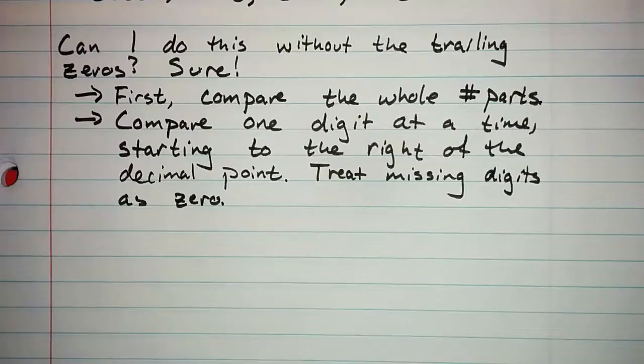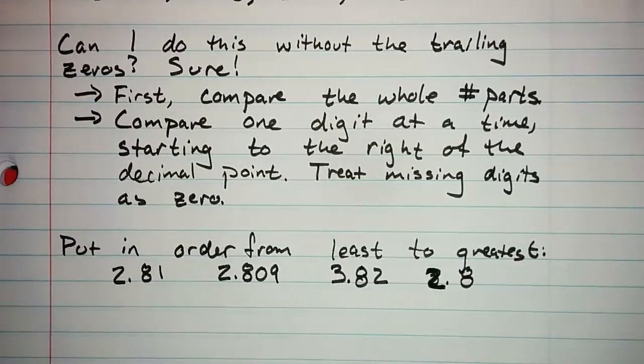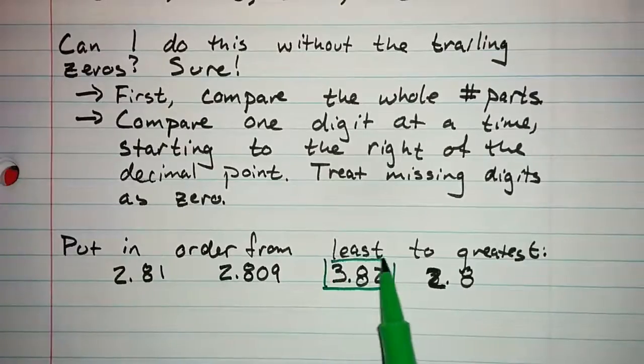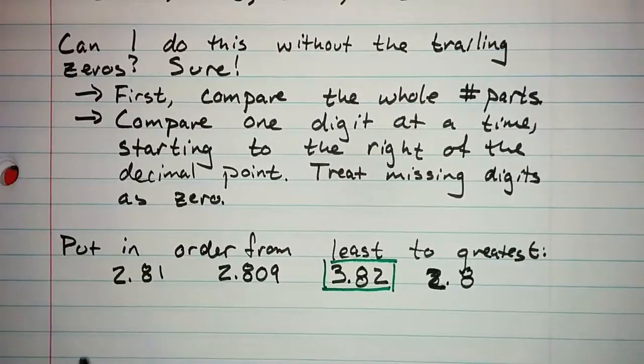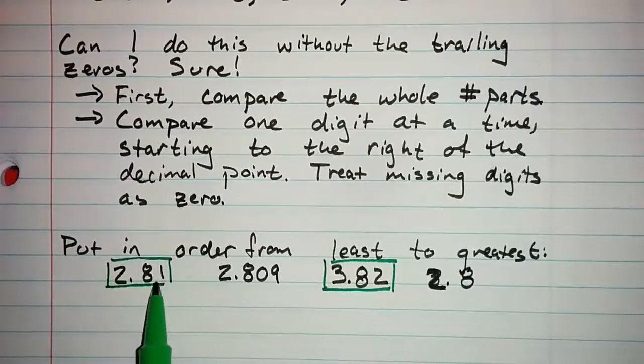So suppose I wanted to put these four decimals in order: 2.81, 2.809, 3.82, and 2.8. Well, I noticed that 3.82 has a bigger whole number part. He's going to be the biggest one. The ones that start with 2.8, 8, 8, 1, 0, 0, he's going to be the next biggest.